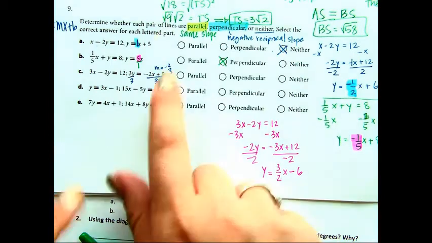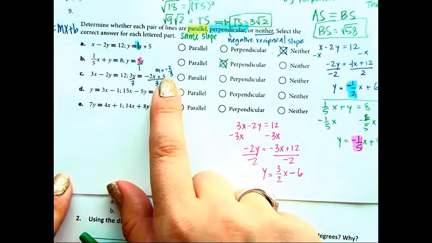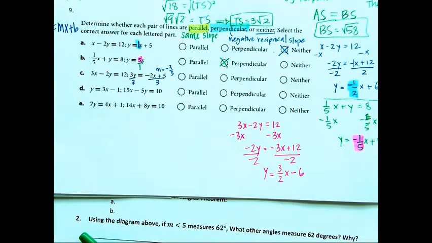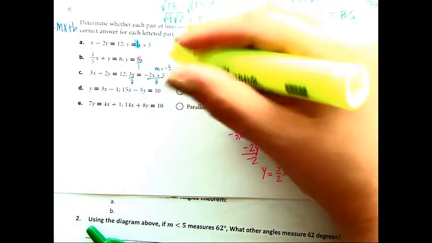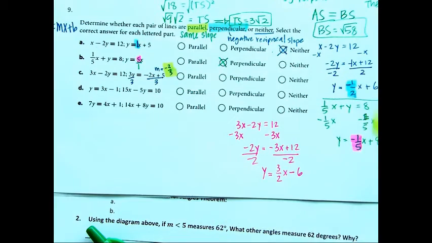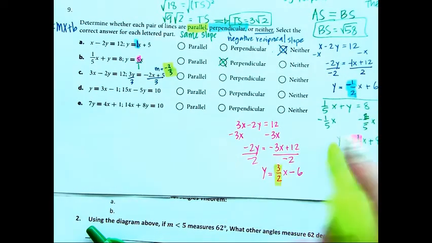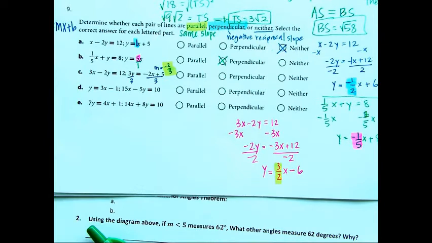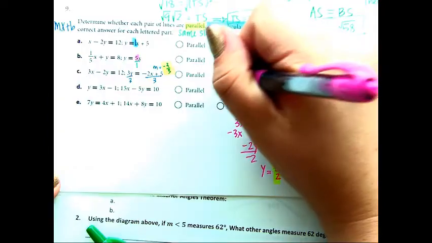So my slope here, negative 2 over 3. Slope here is positive 3 over 2. So they're not parallel because they're not equal to each other, but they are perpendicular because they're negative reciprocals of one another. So they are perpendicular.